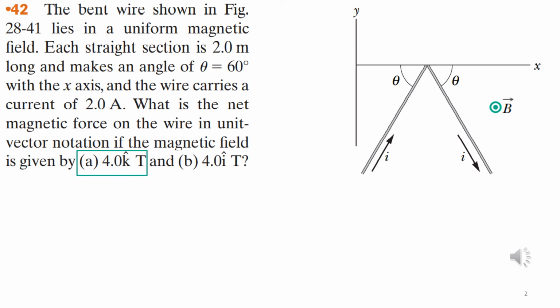So in this problem, we have a bent wire and the angle shown in the figure is 60 degrees and the intensity of the current is given, 2 ampere. Now the question is, what is the net magnetic force on the wire in unit vector notation if the magnetic field is given. Now in part A, the magnetic field is a dot, meaning going out from the page to you.